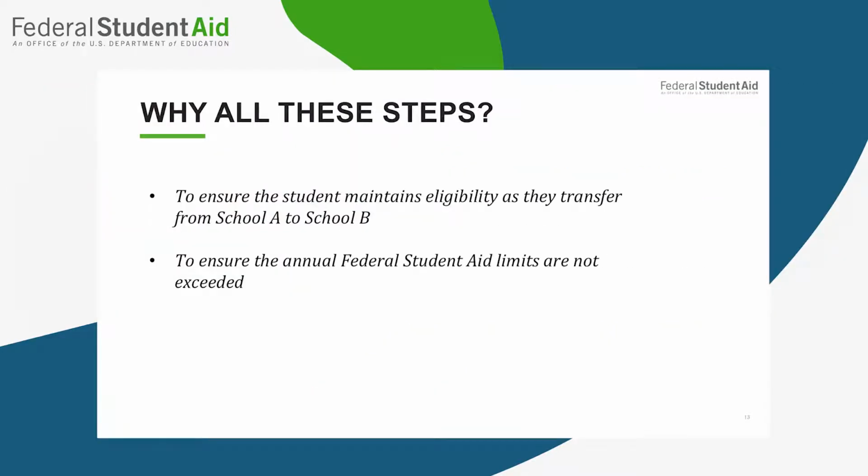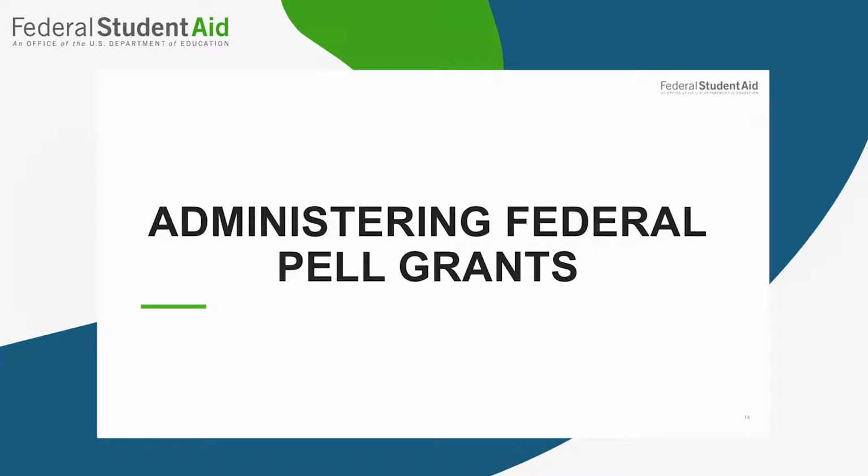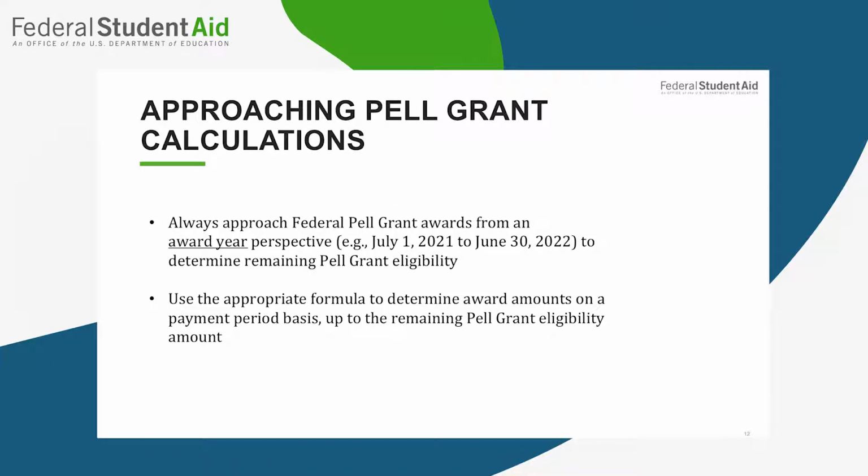So why all these steps? All these steps are just to ensure that the student maintains student eligibility as they transfer from school A to school B, and to make sure the annual federal student aid limits are not exceeded. The next thing I want to discuss is one of the most common. That's how to administer the federal Pell Grant programs for these incoming transfer students. Here's what you should do.